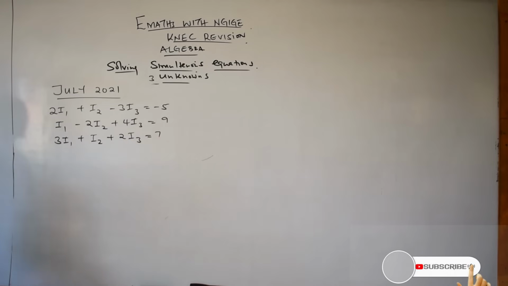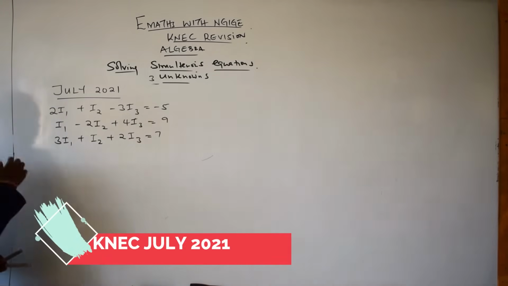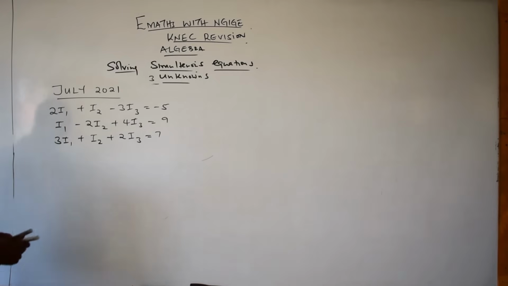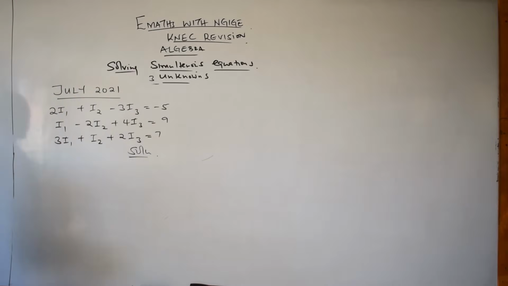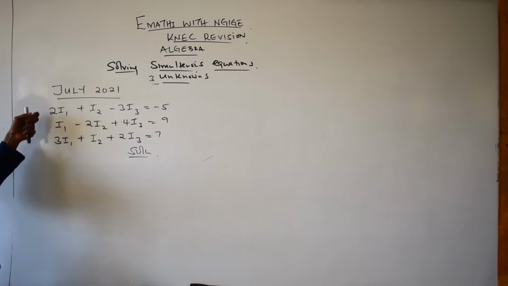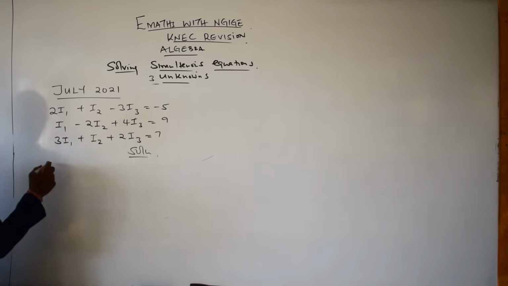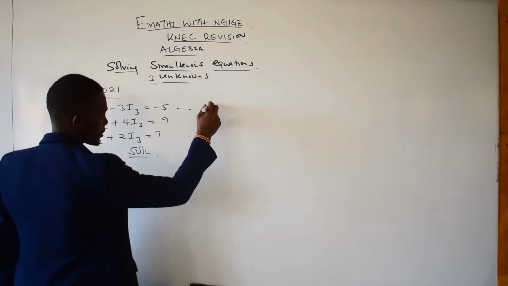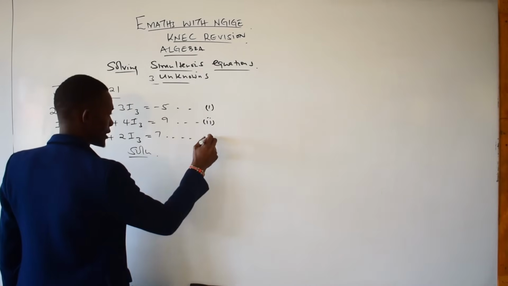Now, we check the July 2021, and we check this example, this question that was given there. Remember, we're solving using what? Using the elimination method. So, solution. Now, we have equations 1, 2, and 3, and we choose which term we want to eliminate. So in our case, we shall eliminate I1. So we have equation number 1, this one is 1, this one is 2, and then you have the third.